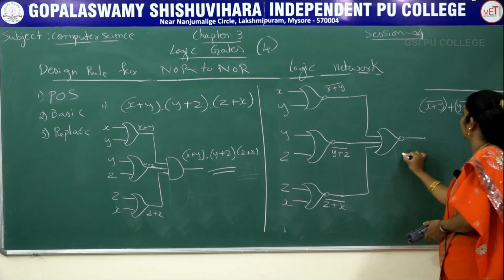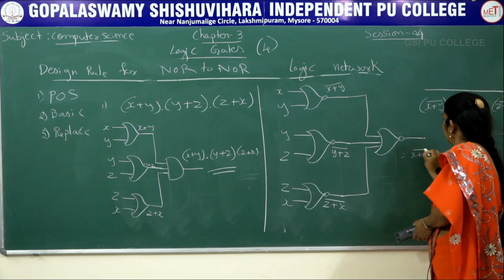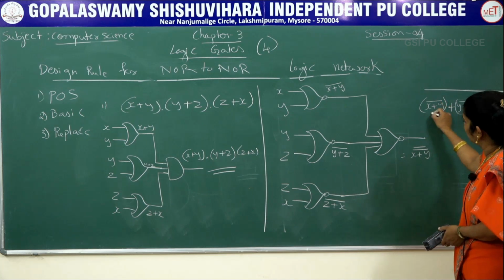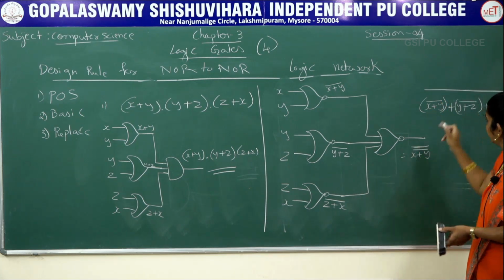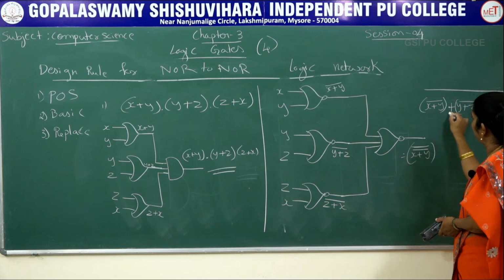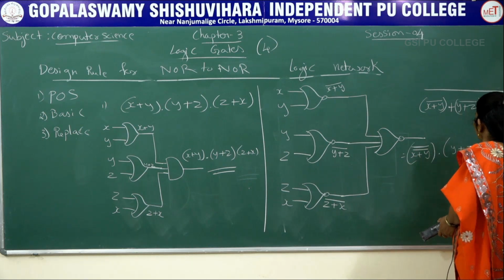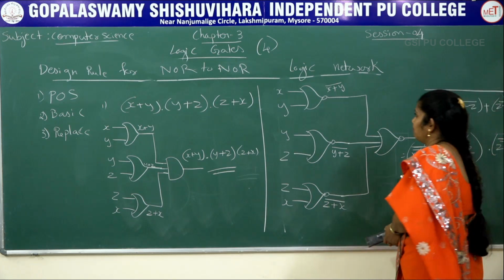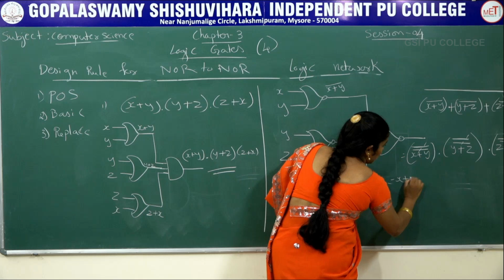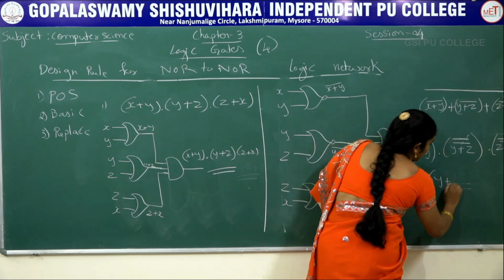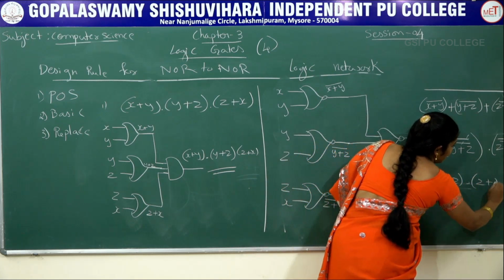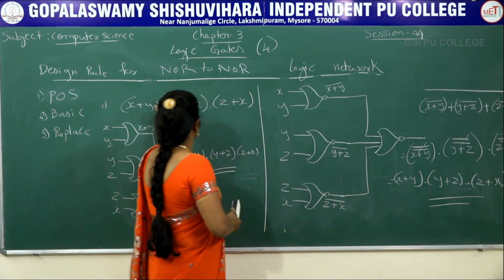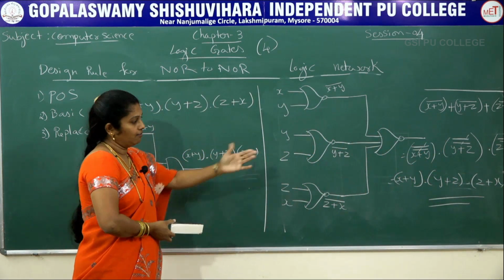Apply De Morgan's theorem once again. X plus Y, first bar as usual in the question, and one more bar by applying De Morgan's theorem. Here plus is replaced by dot, then Y plus Z double bar, dot, Z plus X double bar. Now this double bar will cancel by using the involution law. Then the final expression becomes X plus Y dot Y plus Z dot Z plus X, as it is given in the question in the same pattern, so we get the final result.